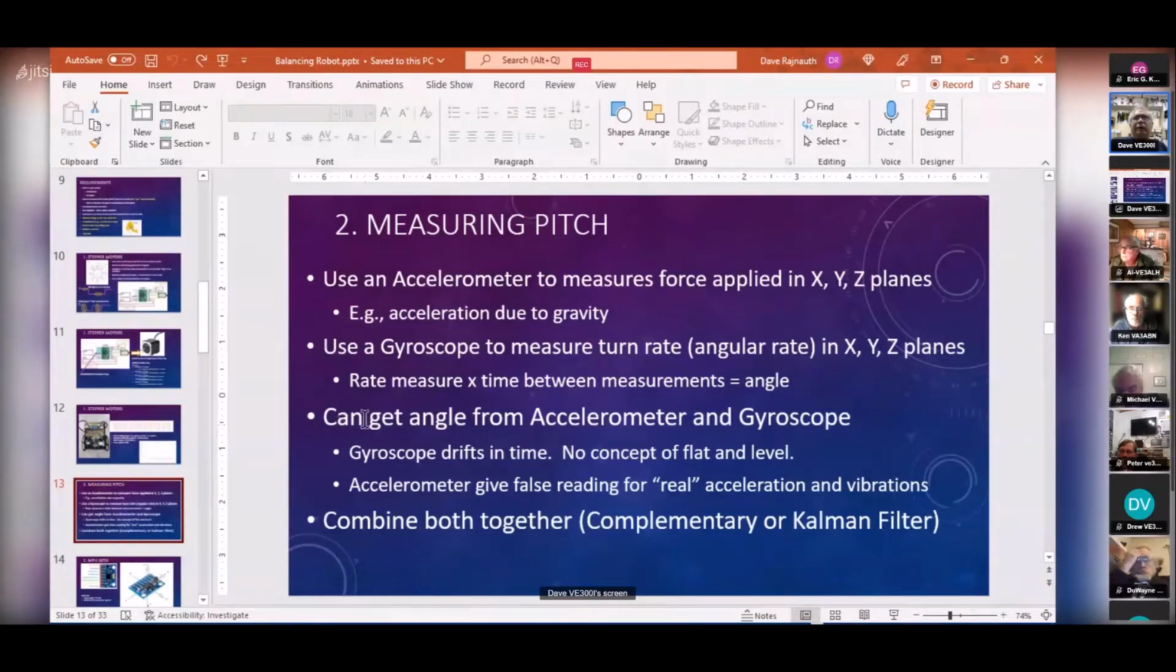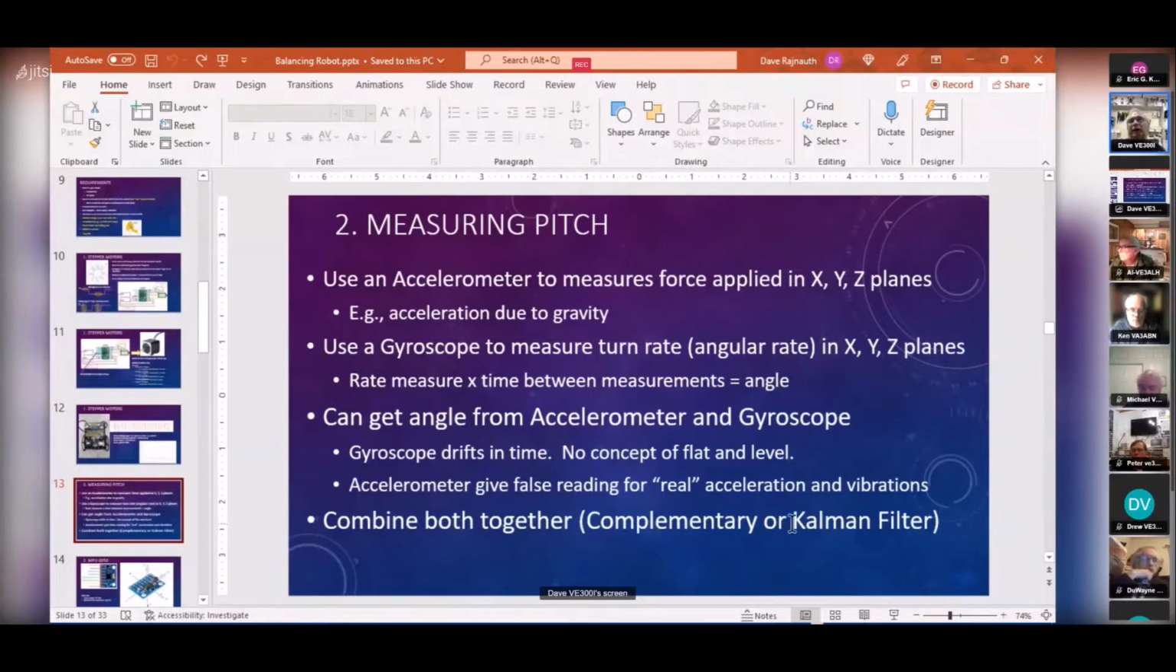And so you can get data from either one of these. The problem is gyroscopes drift in time. There's no concept of flat or level. And the accelerometer gives false readings for real acceleration. So if your board undergoes a real acceleration or a vibration, it'll give you a false reading. So the trick is to combine the outputs of both of these sensors together to get a more accurate reading.